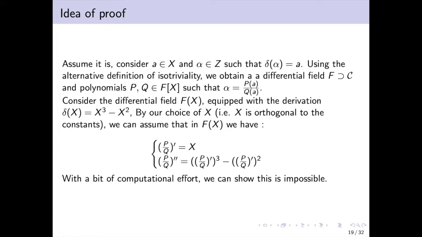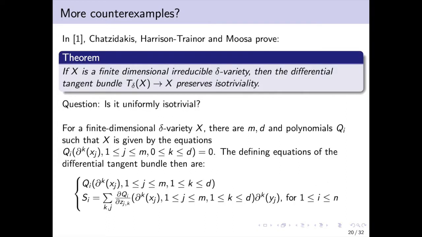So we have two different behaviors for these uniform families, for these families of isotrivial varieties. And so the question sort of is, when are they different? When are they the same? I think there are a lot of questions here that I don't know the answer to. In particular, there's this one thing that Chatzidakis, Harrison-Trainor, and Moosa proved.